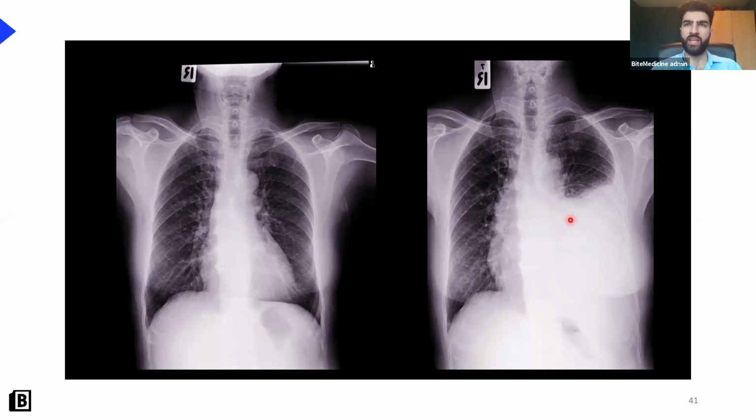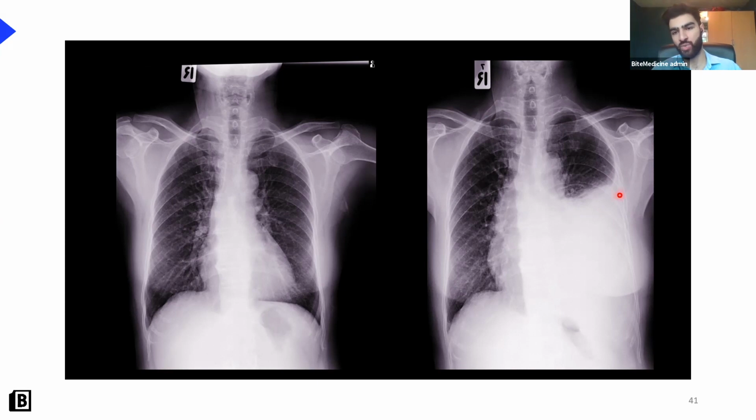And just as a point here, I think a lot of you might get confused as to what's consolidation, what's effusion, what's collapse. Anything white on a chest X-ray is either going to be an effusion, collapse, consolidation, or a mass. If you see something white on a chest X-ray, that's not supposed to be there. It's either an effusion, consolidation, collapse, or a mass. Okay, so just 4 things.